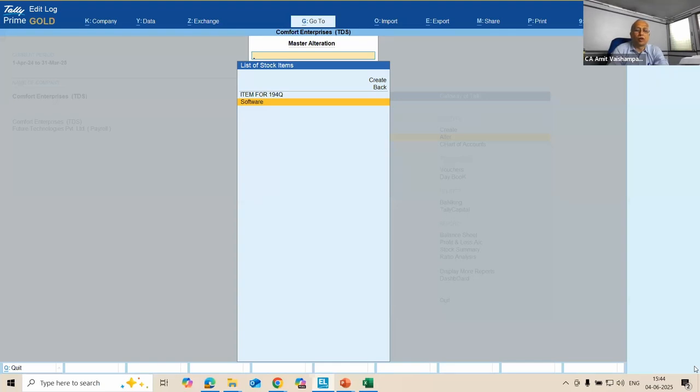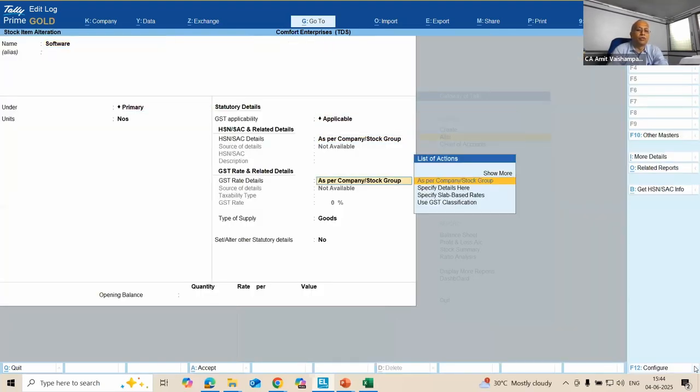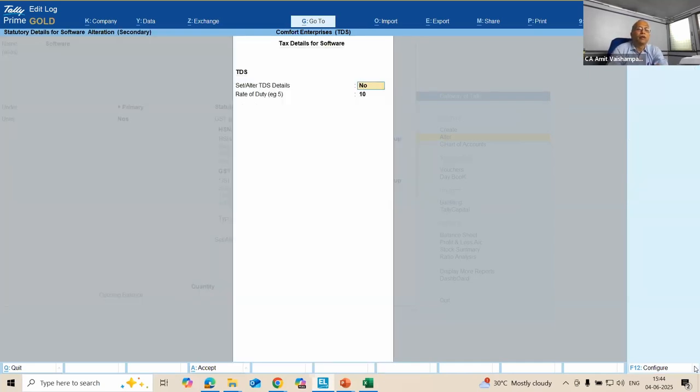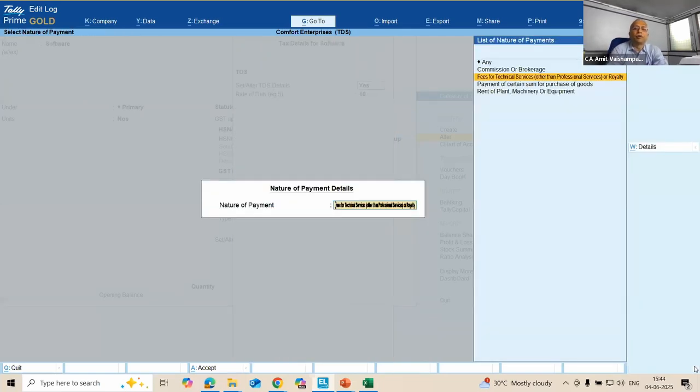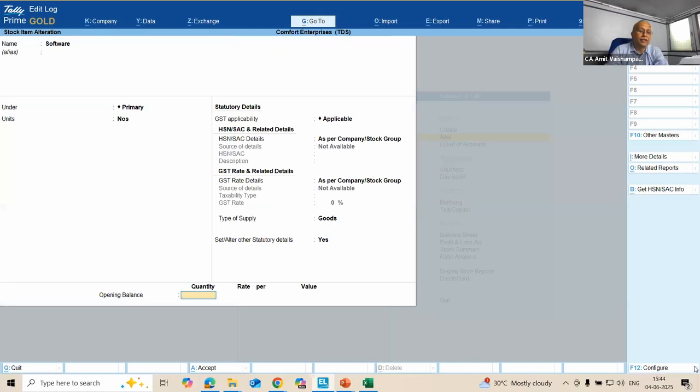I have created this as a stock item called software. And on this software, there is an option here for TDS. You have to select under which type of activity this particular product gets covered. In this case, it gets covered under fees for technical services for software, and the rate is 10%. So I've created this as a product.